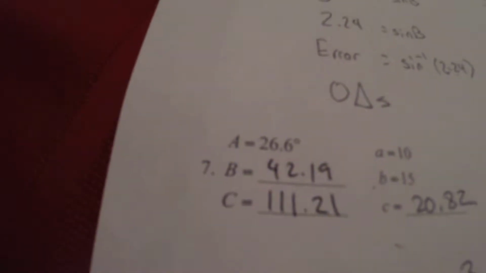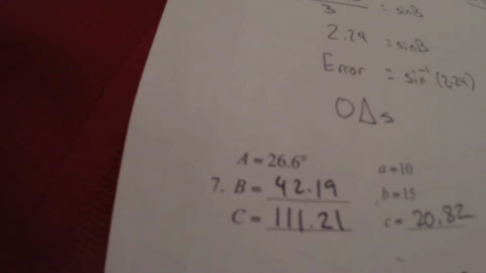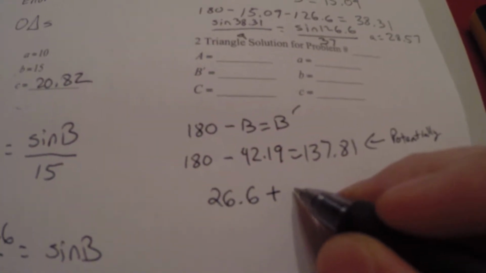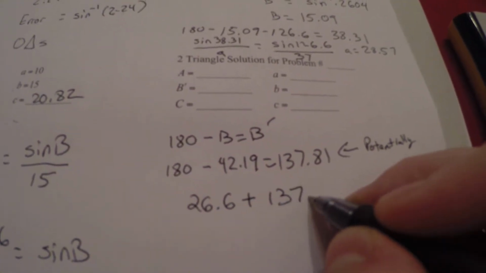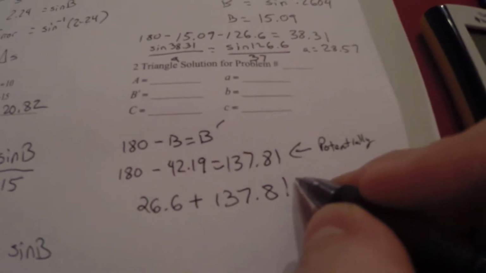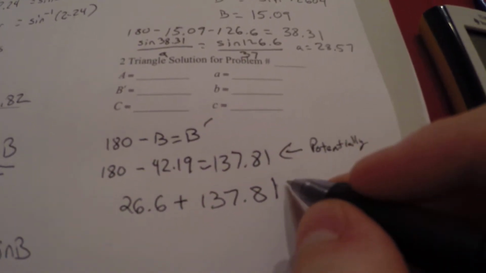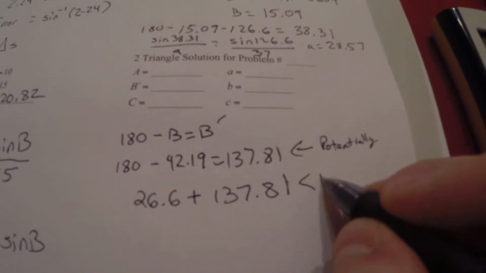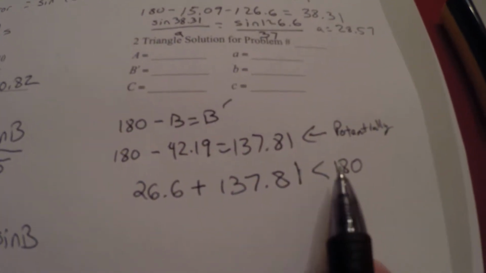Okay? So what I'm going to do is take the original 26.6 plus 137.81, and see if this is greater than or less than 180. You don't really have to solve this. I think it's pretty clear that it's less than 180.